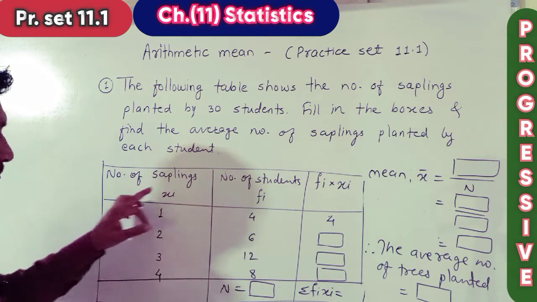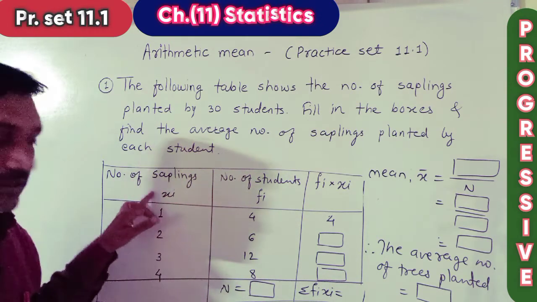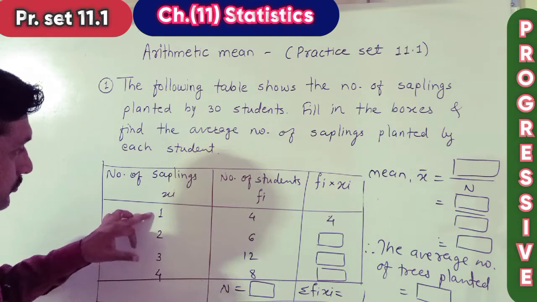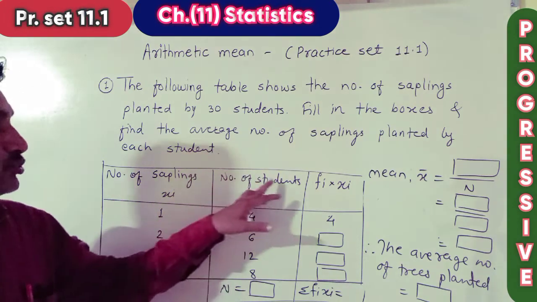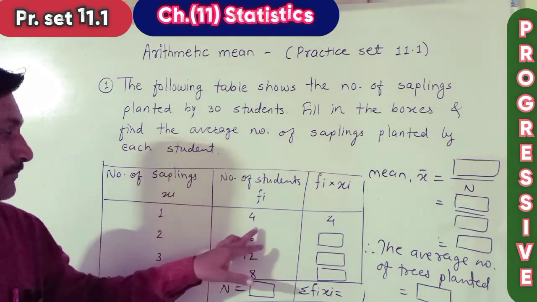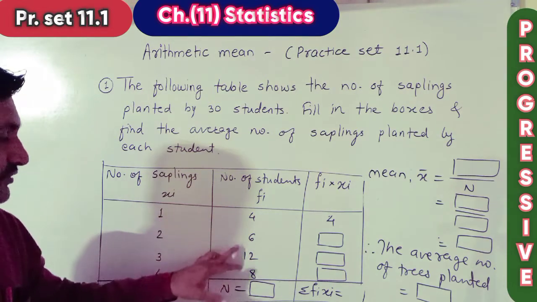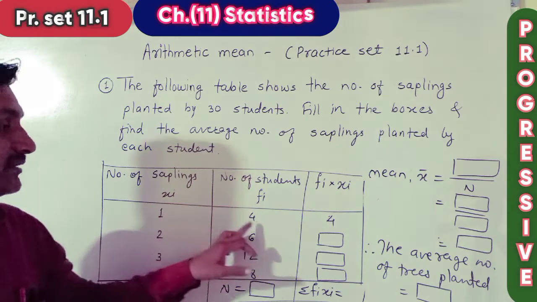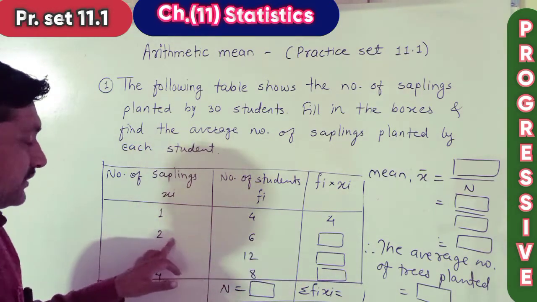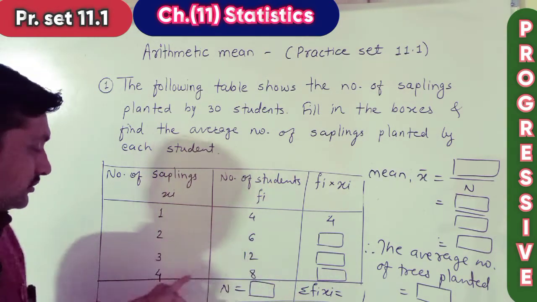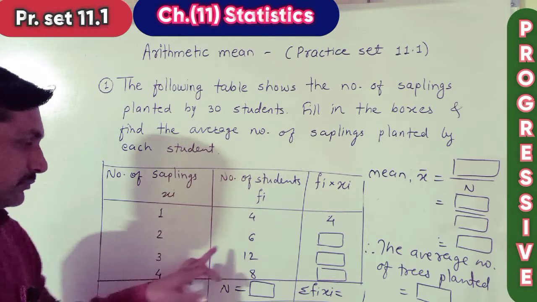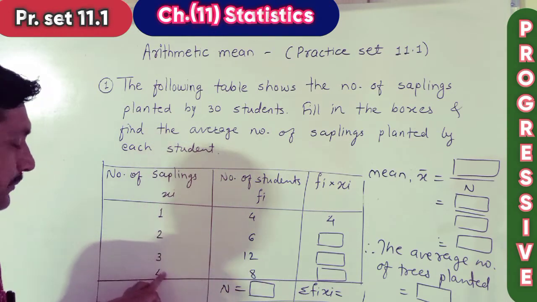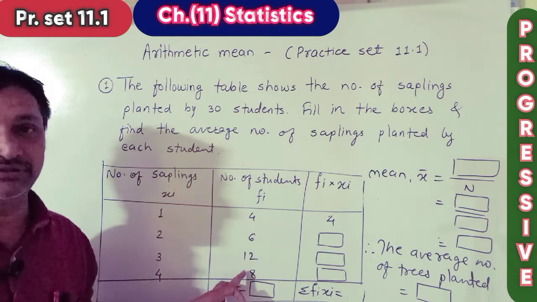In the first column, the number of saplings are given. This is xi: 1, 2, 3, 4. These are the number of saplings. Number of students, that is fi, frequency: 4, 6, 12, 8. It means that one sapling is planted by 4 students, 2 saplings are planted by 6 students, 3 saplings are planted by 12 students and 4 saplings are planted by 8 students.